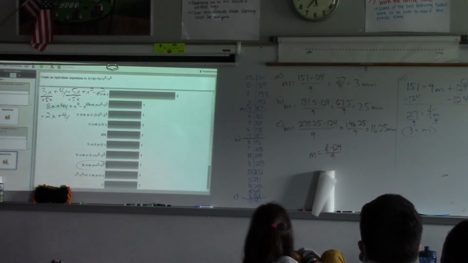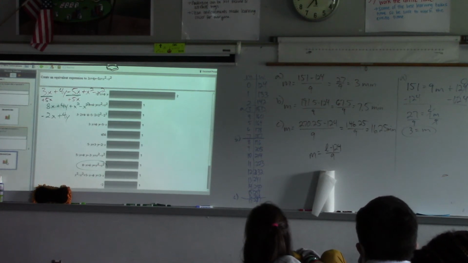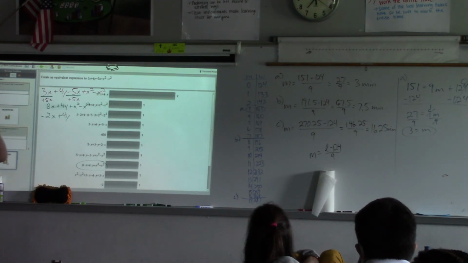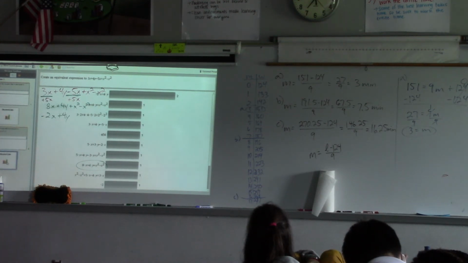Can we do that? No. They're trying to use what? They're trying to use the addition property of equality. But the addition property of equality is for equal signs, equations.